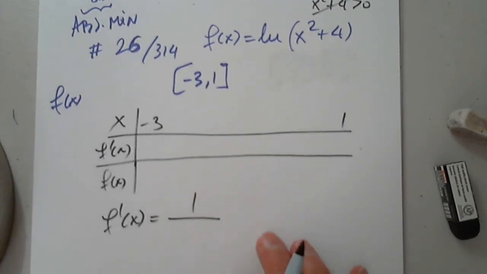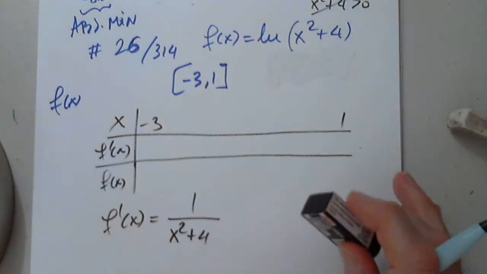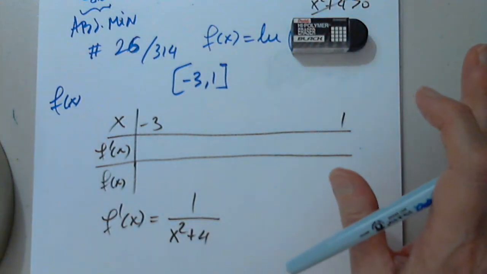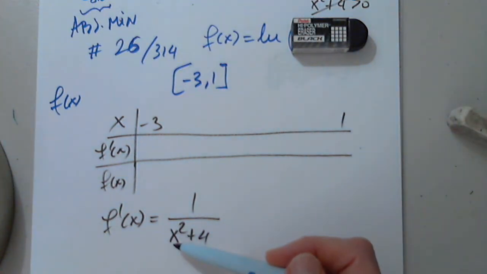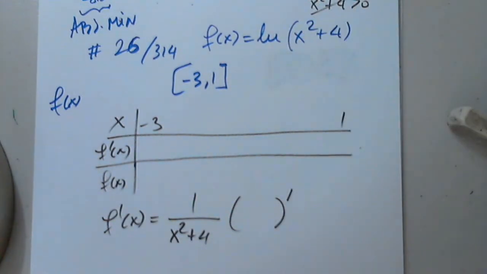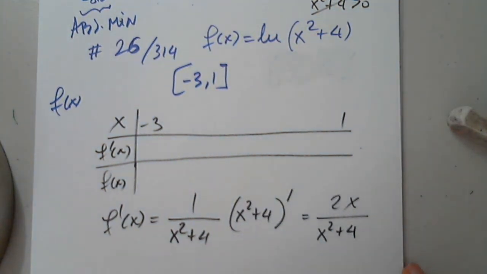So wouldn't it just be x squared plus 4 then? That's what I have. I can't change this. Always cover it. Or imagine you're covering it. I differentiate natural log. It's 1 over this times that prime, times x squared plus 4 prime, which is 2x over x squared plus 4.